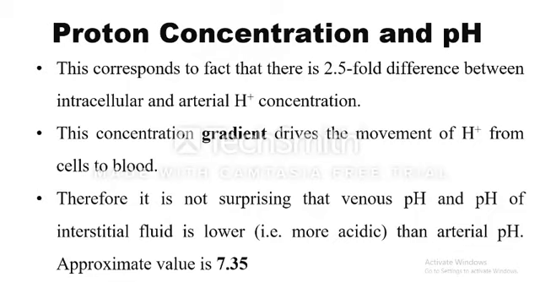This concentration gradient, or the difference, why is it important? It drives the movement of protons from the cells to the blood. Therefore, it is not surprising that venous pH and the pH of interstitial fluid is lower, that is acidic, than arterial pH, with an approximate value of 7.35.